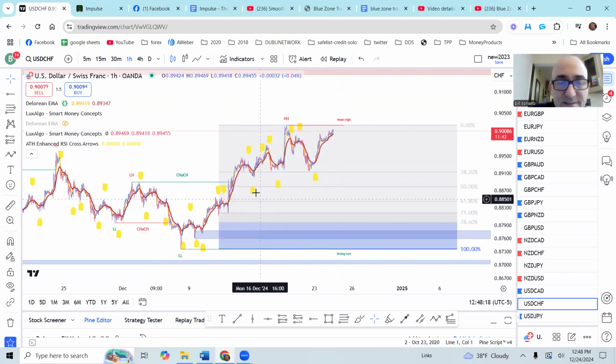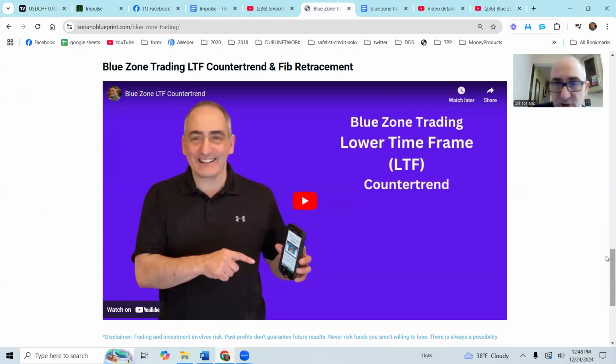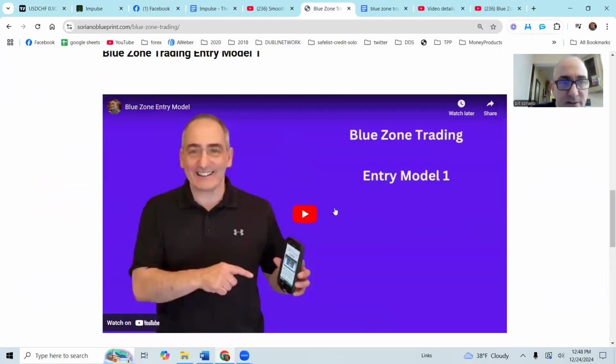Now, once this indicator comes out, I like to wait for my entry model that I use in the blue zone trading. And that's right here. Basically, it's a buy or sell shift using the moving averages, right? For a buy, we look for the 5 EMA to cross above the 13 and close there on the 1 hour chart before we would take a buy. For a sell, we wait for that 5 to cross down below and close down below the 13 to take a sell on the 1 hour chart, right?